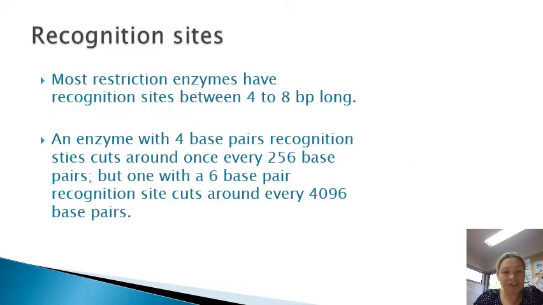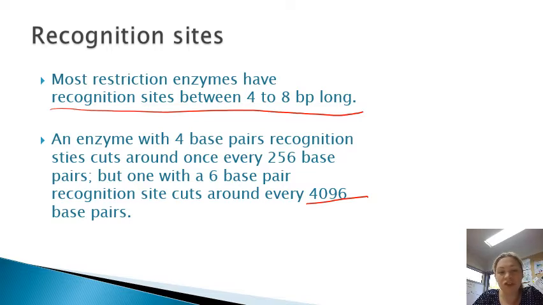Most restriction enzymes have a recognition site that is 4 to 8 base pairs long. So an enzyme with a 4 base pair recognition site will cut the DNA around about every 256 base pairs, but 6 base pair recognition sites only cut at around every 4,096 base pairs. So these 4 base pair recognition sites are more common because they cut more frequently, which is often what we're looking to achieve when we're manipulating DNA.